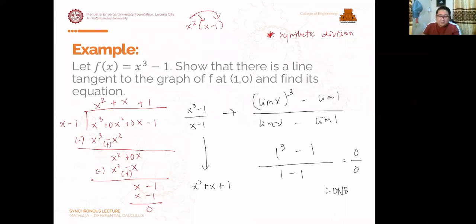Kapag halimbawa yung limit niyo is does not exist, better check niyo muna lahat ng possible manipulation na pwedeng gawin sa kanya, no? Hindi pwedeng mag-arrive kayo sa conclusion na does not exist agad. Like for example dito, nag-0/0 na siya. Halimbawa multiple choice question siya, and sa choices wala naman does not exist, ibig sabihin may kulang pa kayong procedure na pwedeng gawin dun sa given problem natin. Okay?